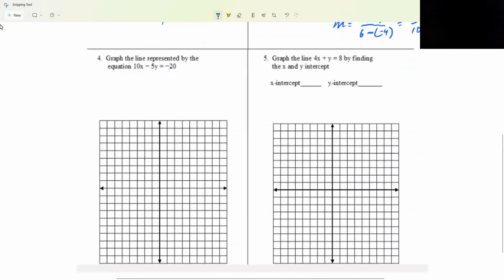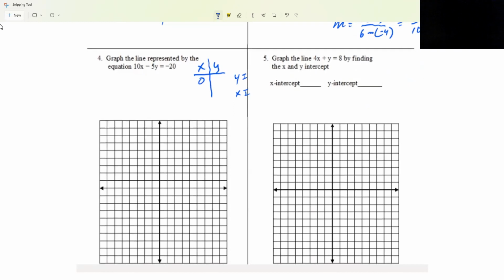The next one here, you graph the line. All right, easiest thing to do here is just plot the intercepts. Make your little table. Say this is the y-intercept. This is the x-intercept. I know when I plug 0 in for x, it's going to go away. Divide both sides by -5. You get 4. Plug 0 in for y. Okay. Same thing. It goes away. Divide both sides by 10. You get -2. And then plot those 2 points. All right. So -2 and 0 is right there. 0 and 4 is right there. And just connect the dots.